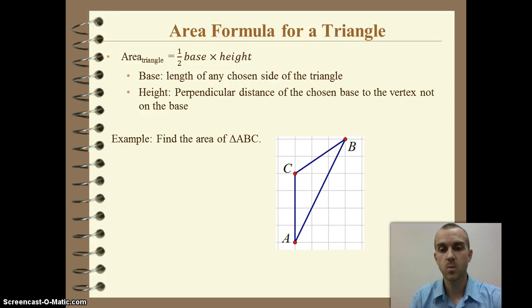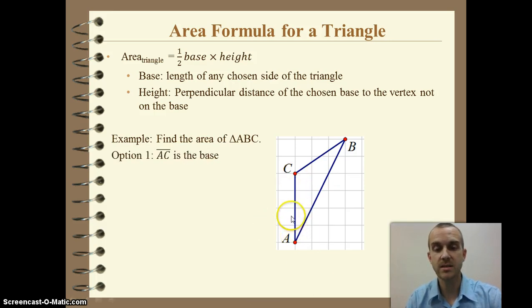First, I need to recognize what I want to make my base. I can make it any of the sides, but if I'm on a grid, it makes the most sense to choose the side that I can count blocks to help me with. So in this example, I would say AC is my easiest side to use as the base. It is 4 centimeters because there's 4 blocks.